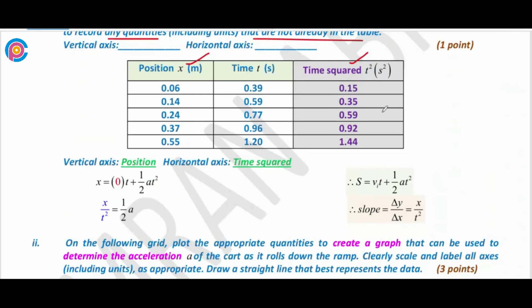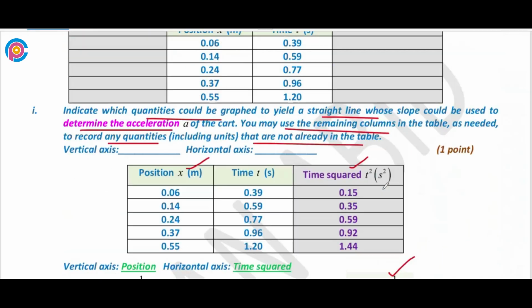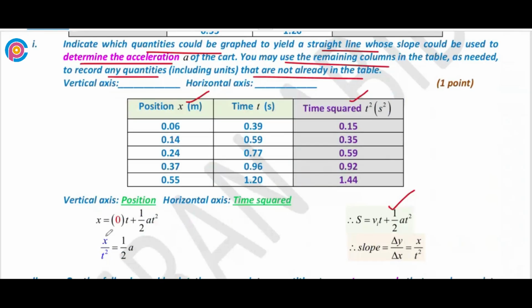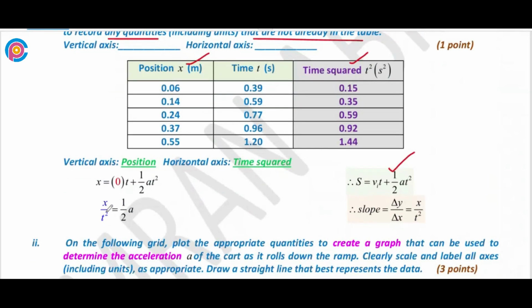Why did I come to these two quantities? As we know, s is equal to v_i t plus half a t squared. Because it starts from rest, the initial velocity is equal to 0. So I have x equal to 1/2 a t squared, so x over t squared is equal to a/2. So delta y over delta x is the slope. So x is along the vertical axis and t squared is along the horizontal axis. That's why I have labeled these.